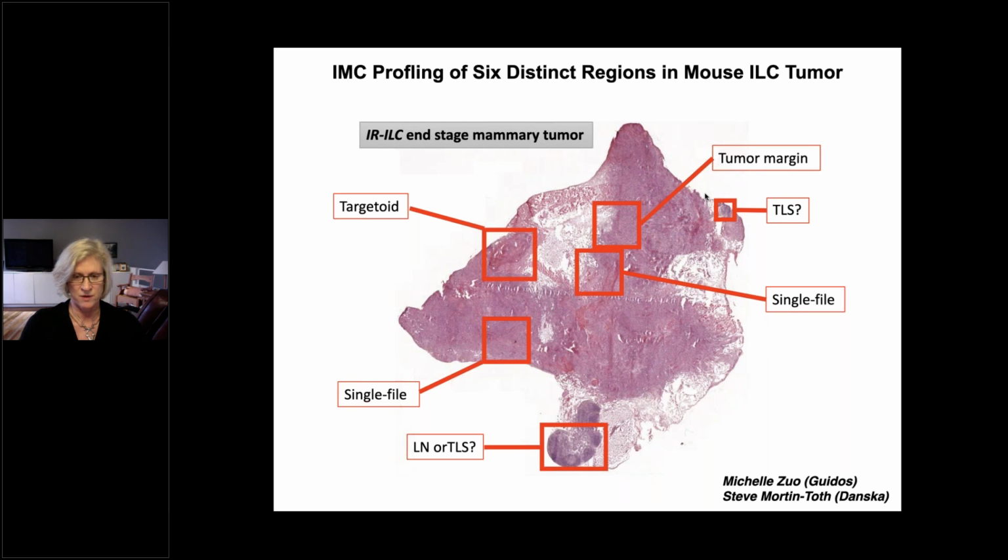This is just an H&E of the first tumor that we profiled, which turned out to be an interesting one. In the red boxes are highlighted different kinds of histological areas of the tumor that we decided to profile, including these targetoid structures, these single file stromal kinds of structures, and then areas that looked like lymphoid accumulations on the margins, possibly TLSs. In fact, I was concerned at first that we had dissected a lymph node with this tumor, but it turns out that's not what that is, as I'll show you. And this work was done by Michelle Zwo when she was a master's student in my lab, with a lot of help from Steve Morton-Toth, who's a master histologist in Jane Dansko's lab.